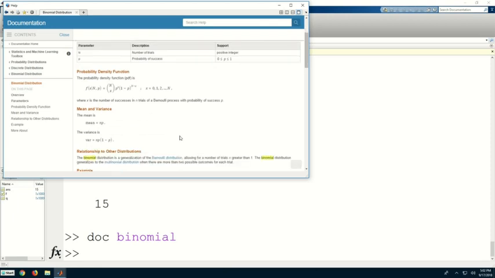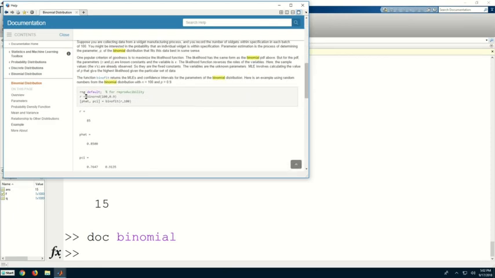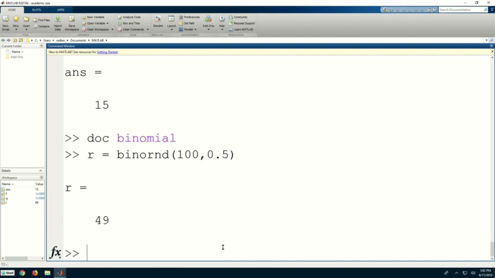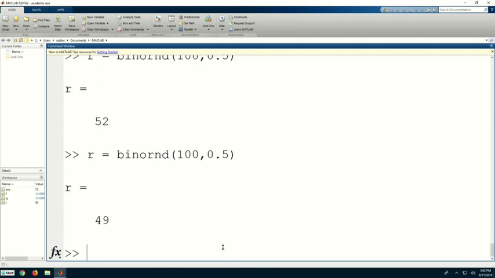Right, so here I can specify a binomial random number generator. I could say, give me a random variable where I want 100 coin flips with a probability of success of 0.5. And that generates 49 heads. I do that again, I got 55 heads, and so on, right? So these numbers I expect to be close to 50.